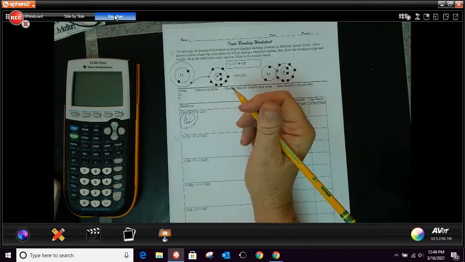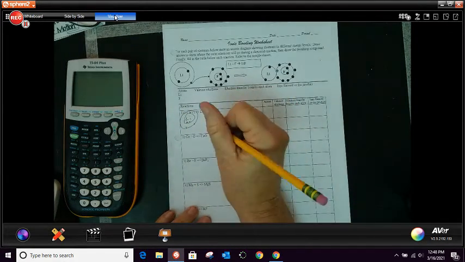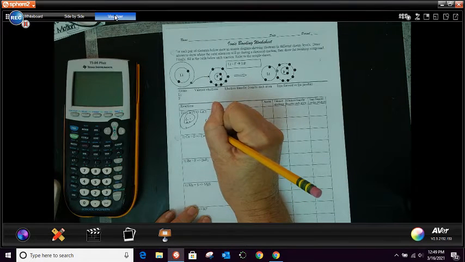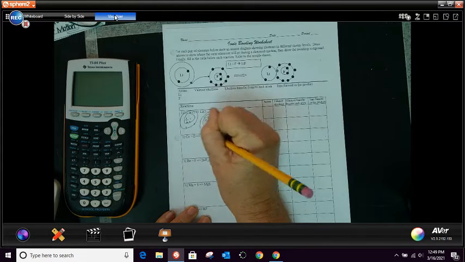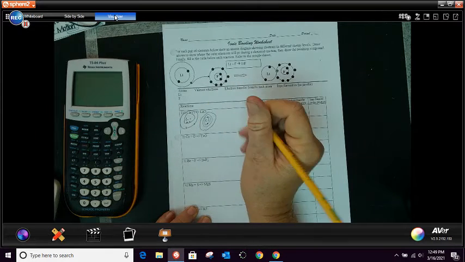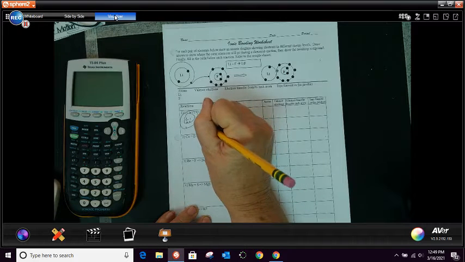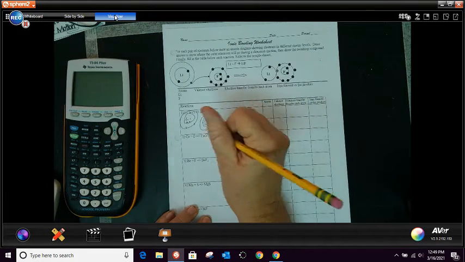The next one that I have is chlorine. Chlorine has 1, 2, 3 energy levels. I have 2 on the first, I have 8 on the second, and then the last one I have 7, right?